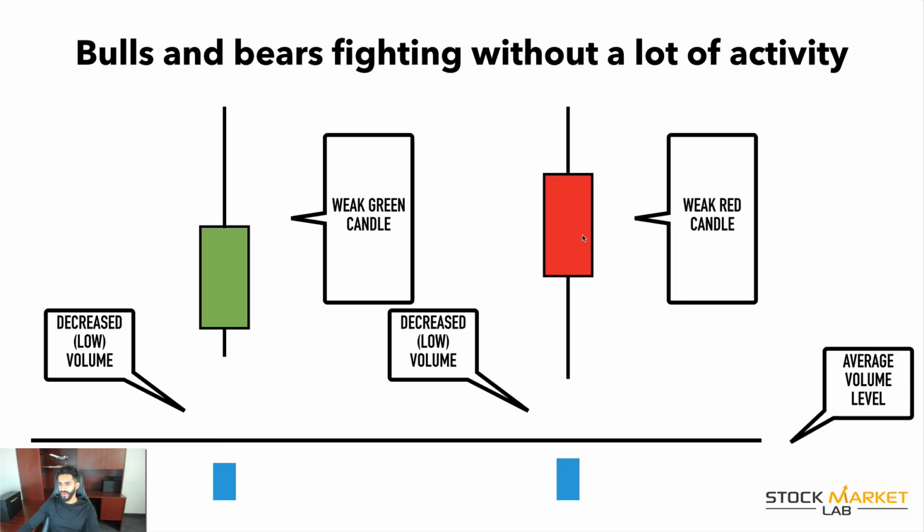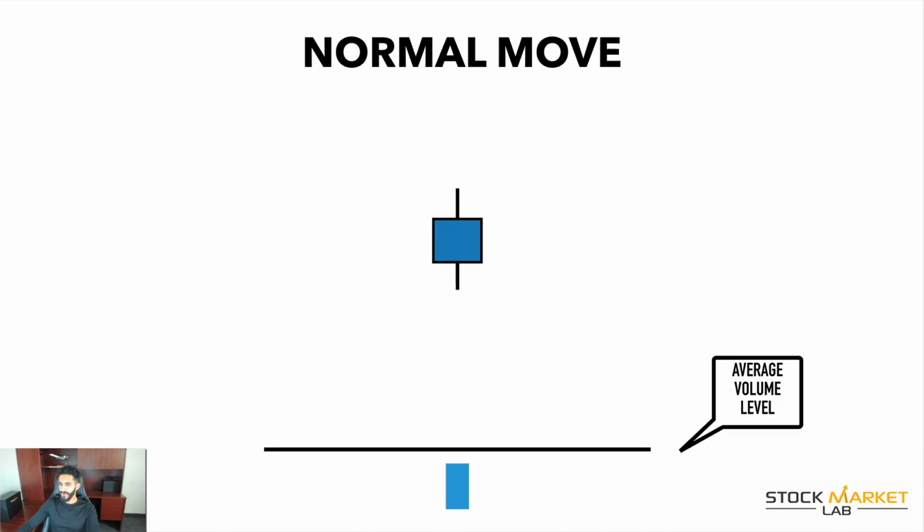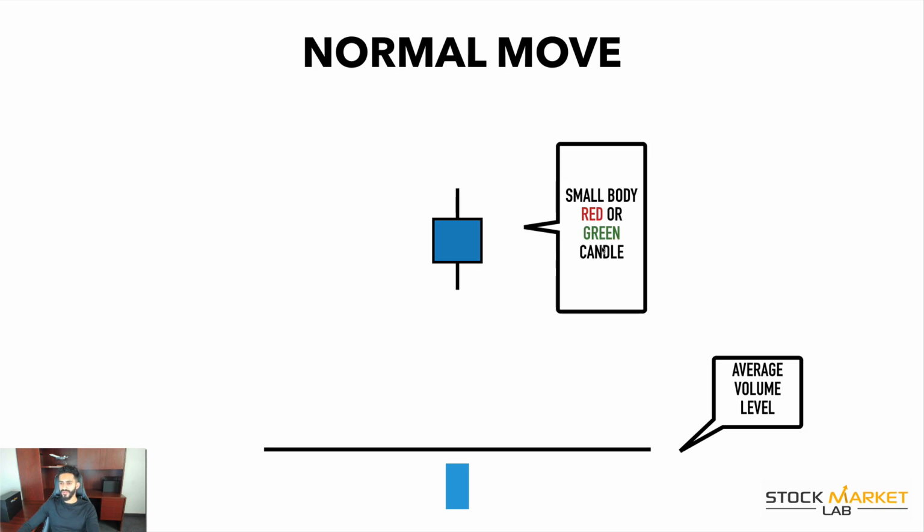Same thing here. Weak red candle, decreased volume. Bulls and bears are just fighting without a lot of activity. If the volume was high, there would just be a lot of activity, but it still does not give us any confirmation for a move up or move down. Now, if you look right here, this is a pretty normal move. Small body, red or green candle. It's blue because the color of the body doesn't matter. Small move. You can see decreased volume.